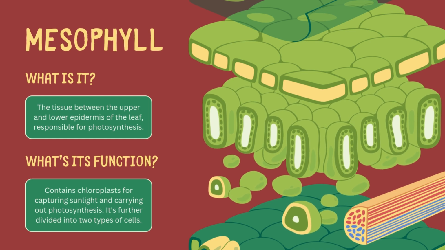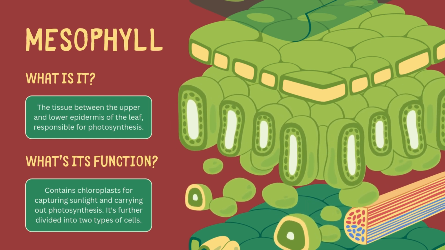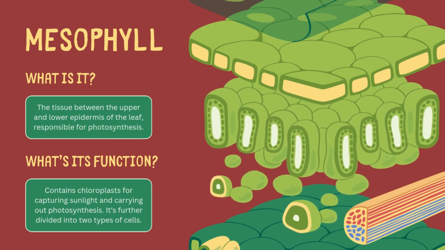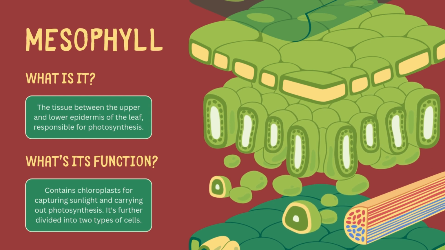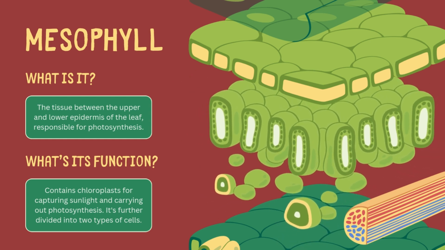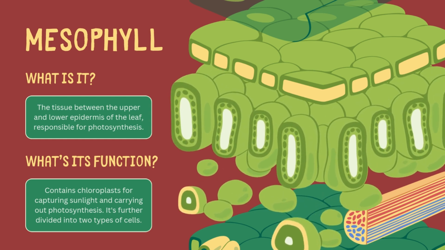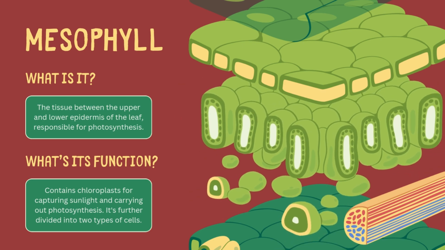The third layer is mesophyll. It is the tissue between the upper and lower epidermis of the leaf, responsible for photosynthesis. It contains chloroplast for capturing sunlight and carrying out photosynthesis. It's further divided into two types of cells.